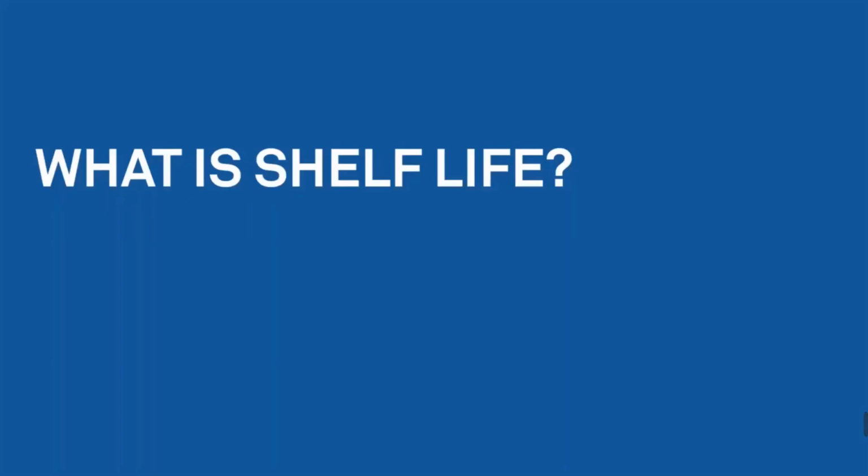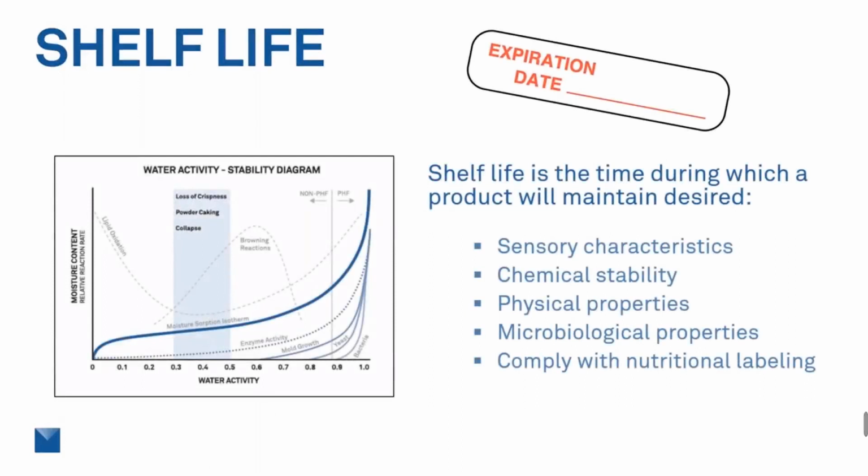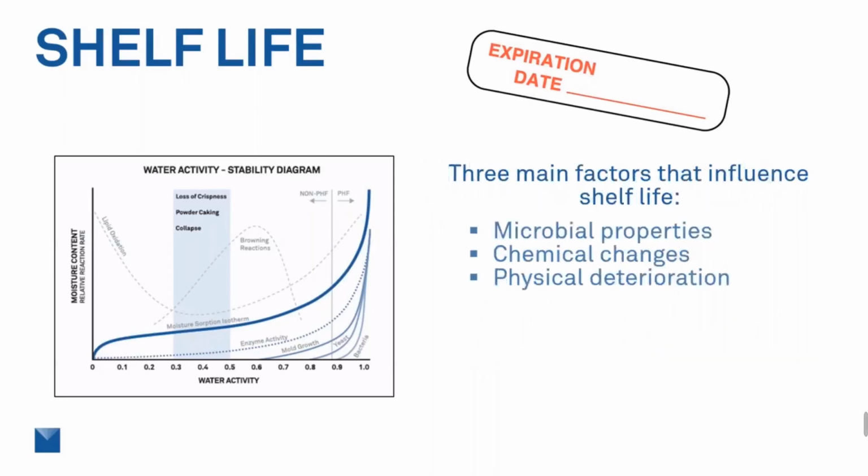All right. So what exactly is shelf life? Well, normally we think of it as an expiration date or a use-by date. Really, shelf life is the time during which a product will remain desirable. Now, this means it can have changes, but it's at a point where it is no longer desirable or acceptable to a consumer. So these involve sensory characteristics, chemical stability, physical properties, microbiological properties, so mold and other microorganisms, and it still needs to comply with nutritional labeling. So if we have a vitamin quotient in there, then we need to make sure that it stays that way.